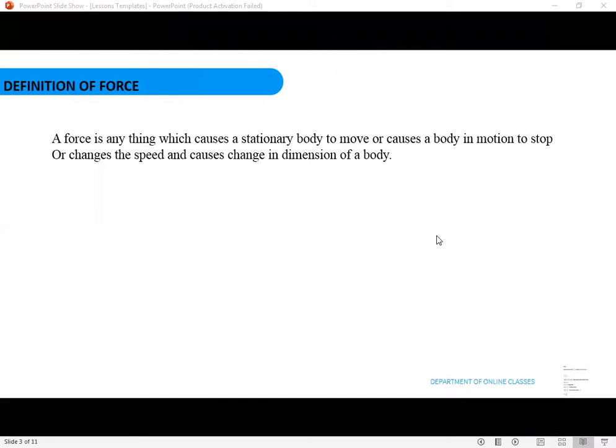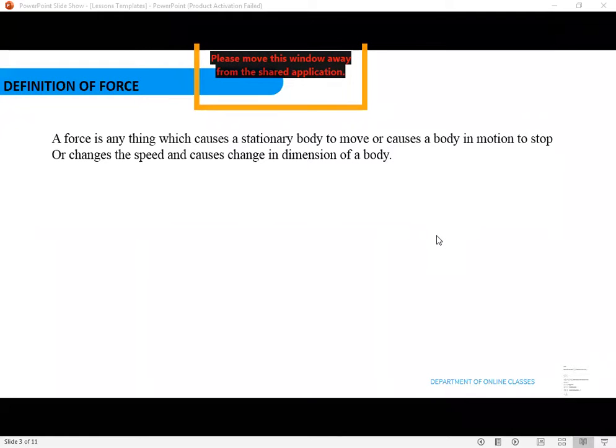And it can also change the speed and cause a change in dimension of a body. For example, if you blow air into a balloon, the size of the balloon is going to change. The size is the dimension of that balloon. It's changing the size and the dimension.